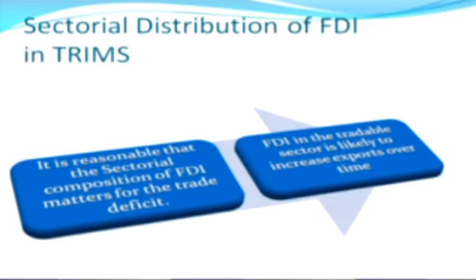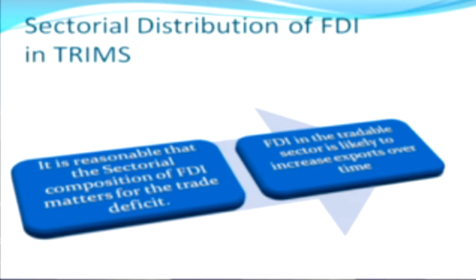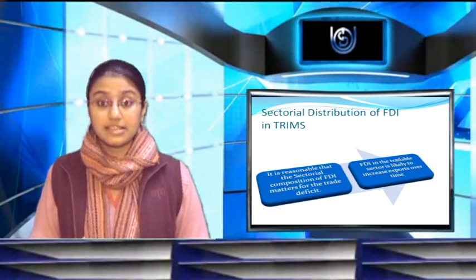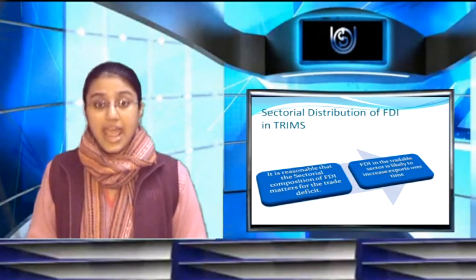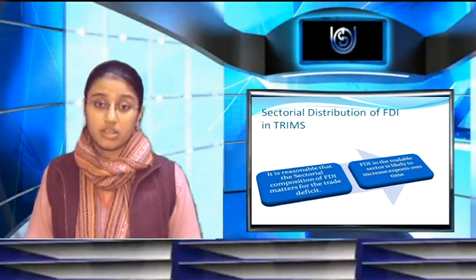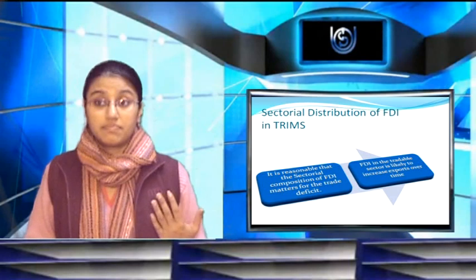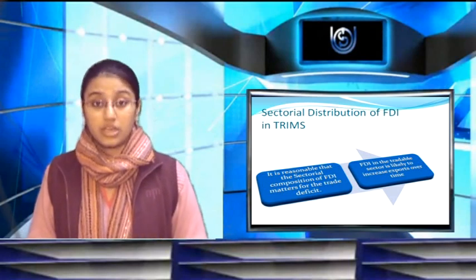Now, the sectorial distribution of FDI in TRIMS, if we talk about its contribution, basically states which sectors will perform in which way and what kind of FDI can be generated from a sector. So it is reasonable that sectorial compositions of FDI matter for the trade deficit. And yes, FDI basically makes the concept of tradabilities. Now, FDI or TRIMS contribute to increase the exports.